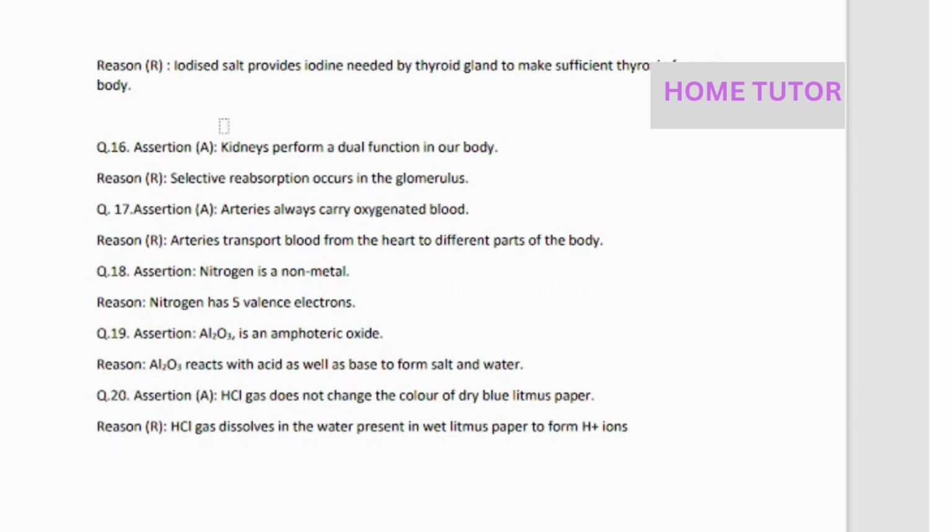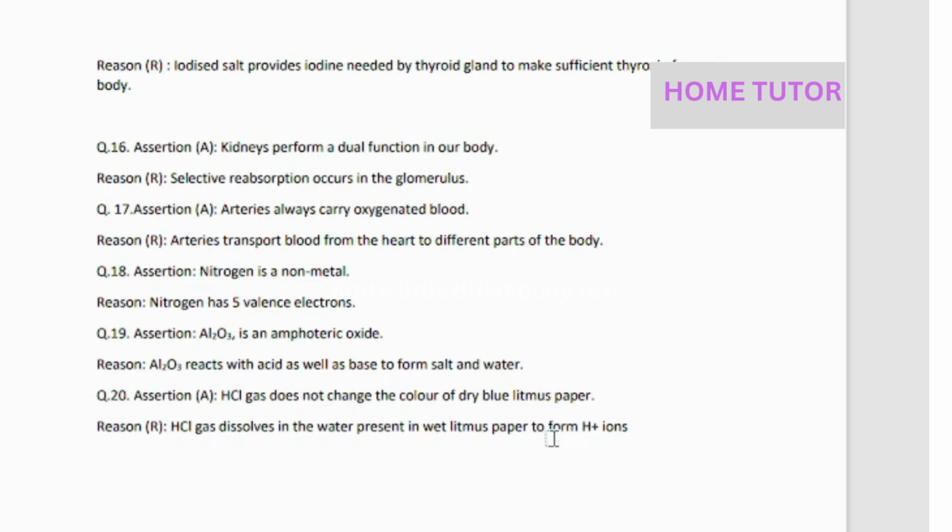Question number 18. Nitrogen is a non-metal. Non-metals are natural materials that do not conduct heat or electricity. For example, hydrogen, carbon, nitrogen, oxygen are the non-metallic elements in the periodic table. If an element's valence shell has 5, 6, 7 or 8 electrons, it is classified as a non-metal. Reason is nitrogen has 5 valence electrons. So the assertion and reason both are correct, and reason is the correct explanation of the assertion. So the answer is option A.